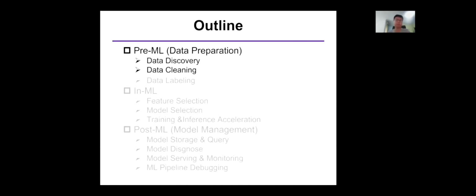Let's talk about data cleaning. The data retrieved from external resources is always dirty, so data cleaning is always applied to detect and repair the dirty data.